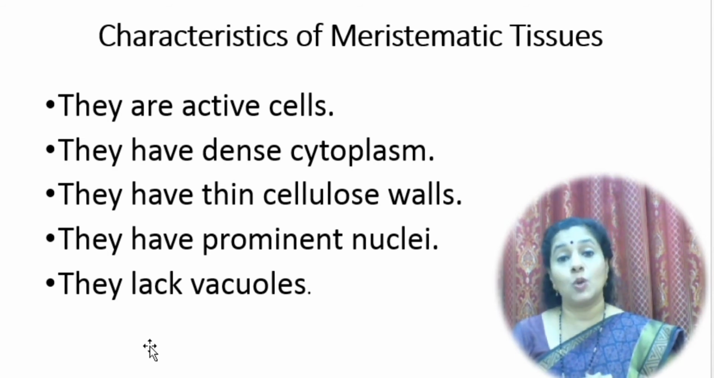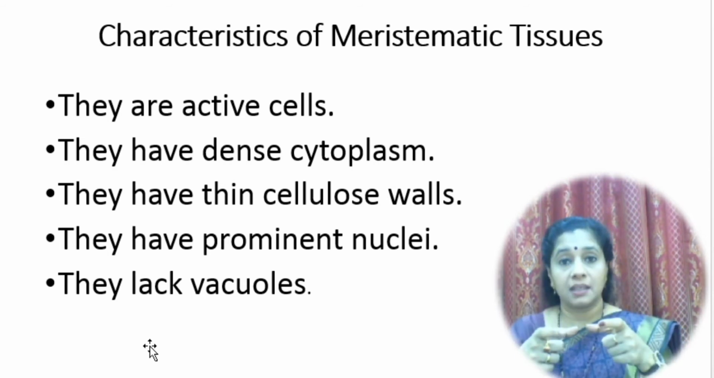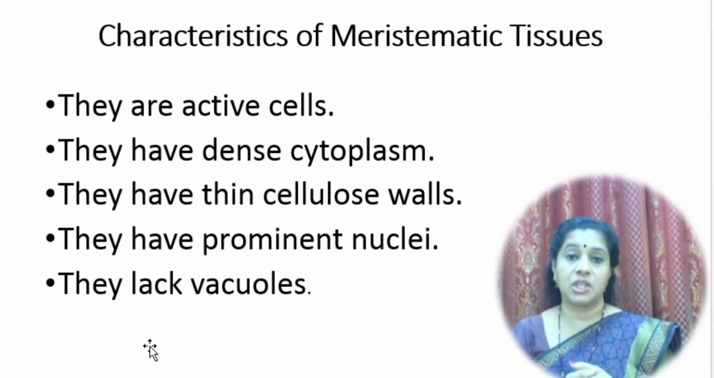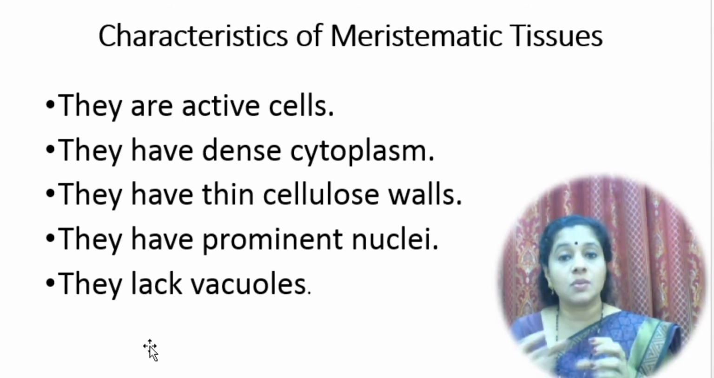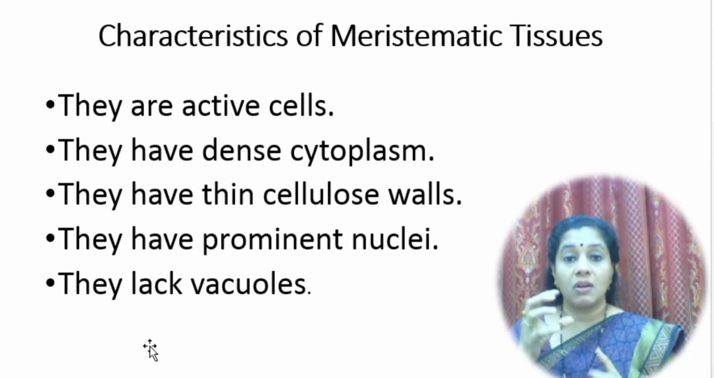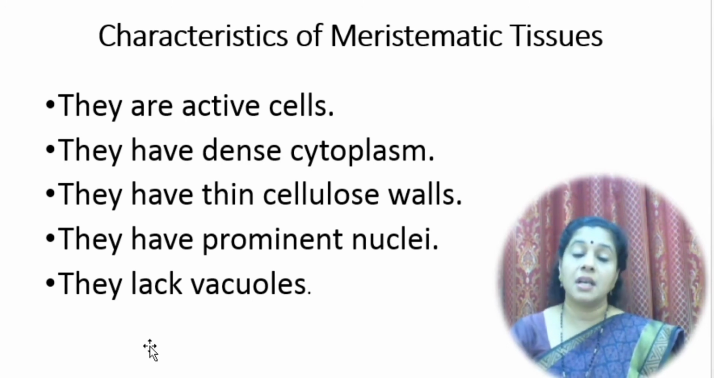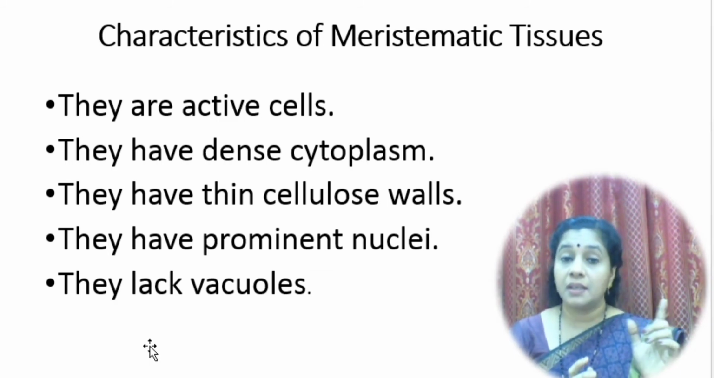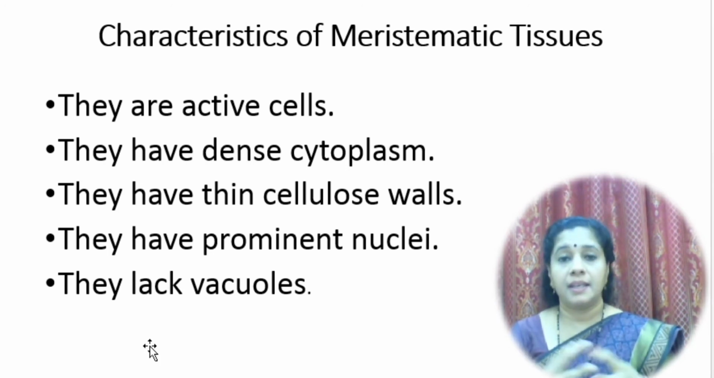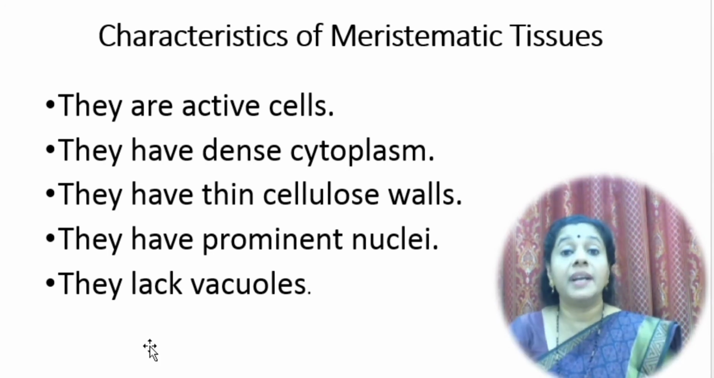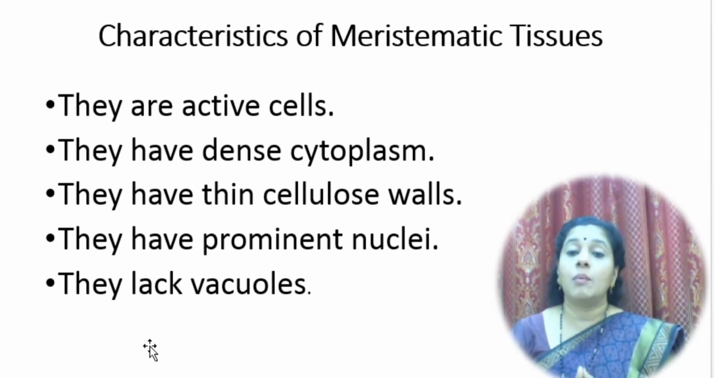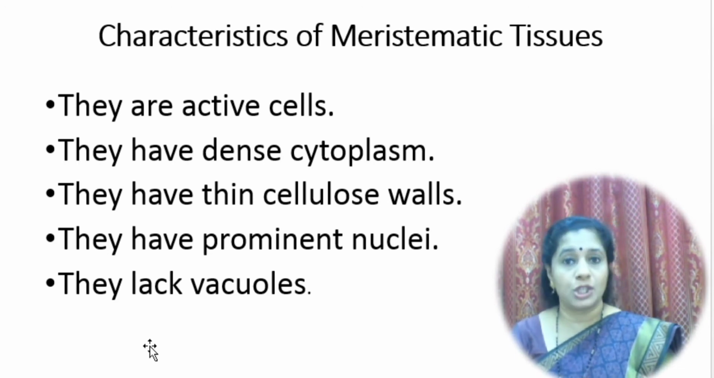And they have thin cellulose walls. We know if the wall is thick, the division is difficult. And also thickening of wall takes place at a later stage of maturation. But here the cell is not going to that stage. They have prominent nuclei because all the activities are mainly happening within the nucleus. So nucleus is also very prominent. And they lack vacuoles. Vacuoles are absent. In cell chapter we learn vacuoles store things for the cell. Here is there anything to store? No, they have to divide again and again. So they don't have vacuoles also. So this is a very important question. What are the characteristics of meristematic tissues?